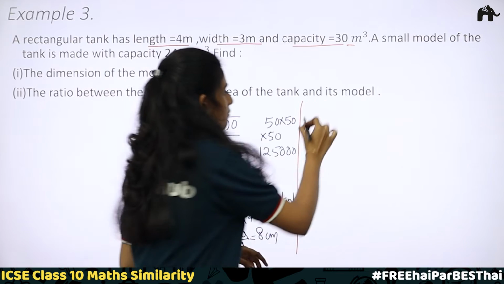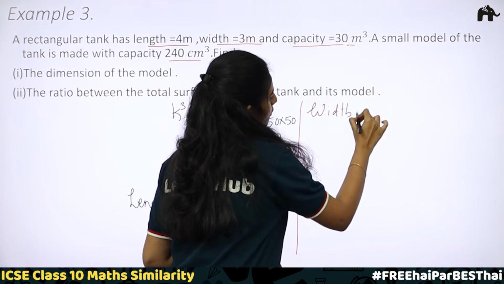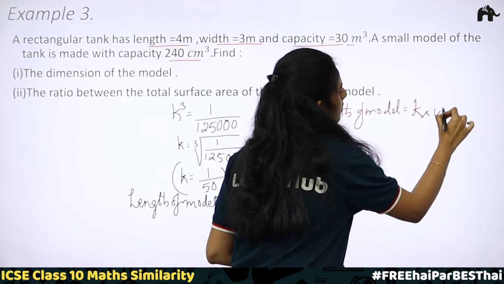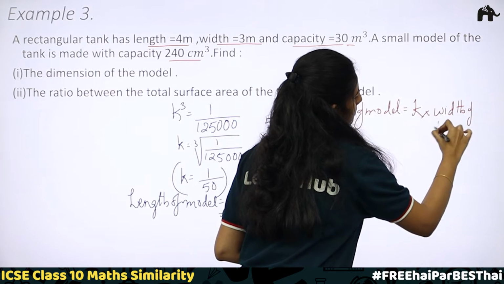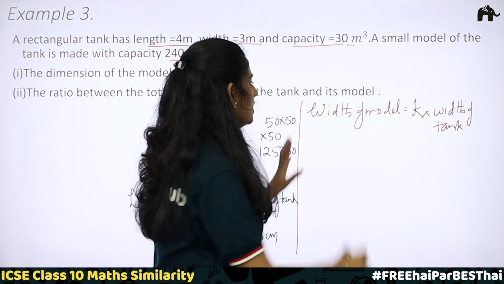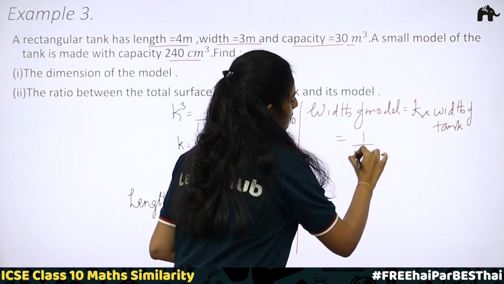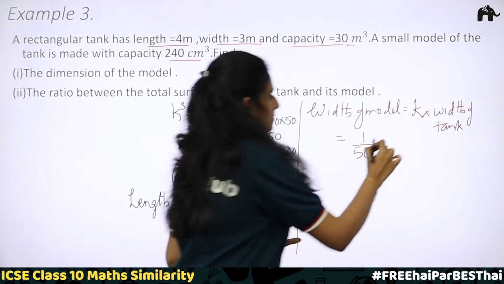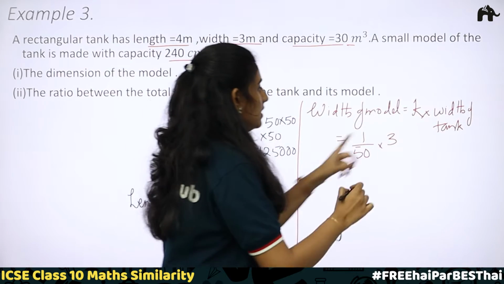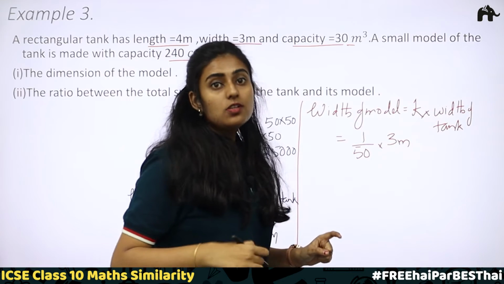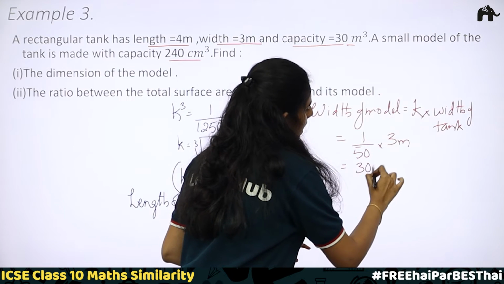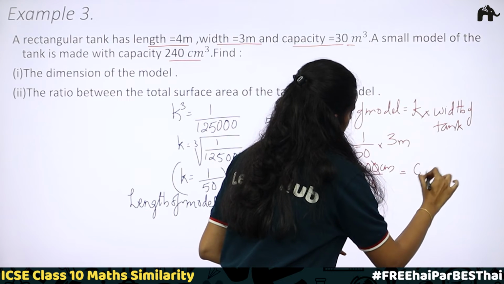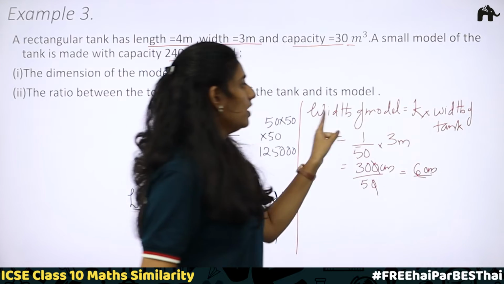Next, we will find the width of the model. Width of model will be equal to k into width of tank, the actual width. Okay. Here we have k equal to 1 by 50 into, what is the width of the tank? Width of the tank is given in the question, which is 3 meters. We have to convert it into centimeters. Equal to 300 centimeter divided by 50. Cancelling zeros, we get 6 centimeter as the width of the model.